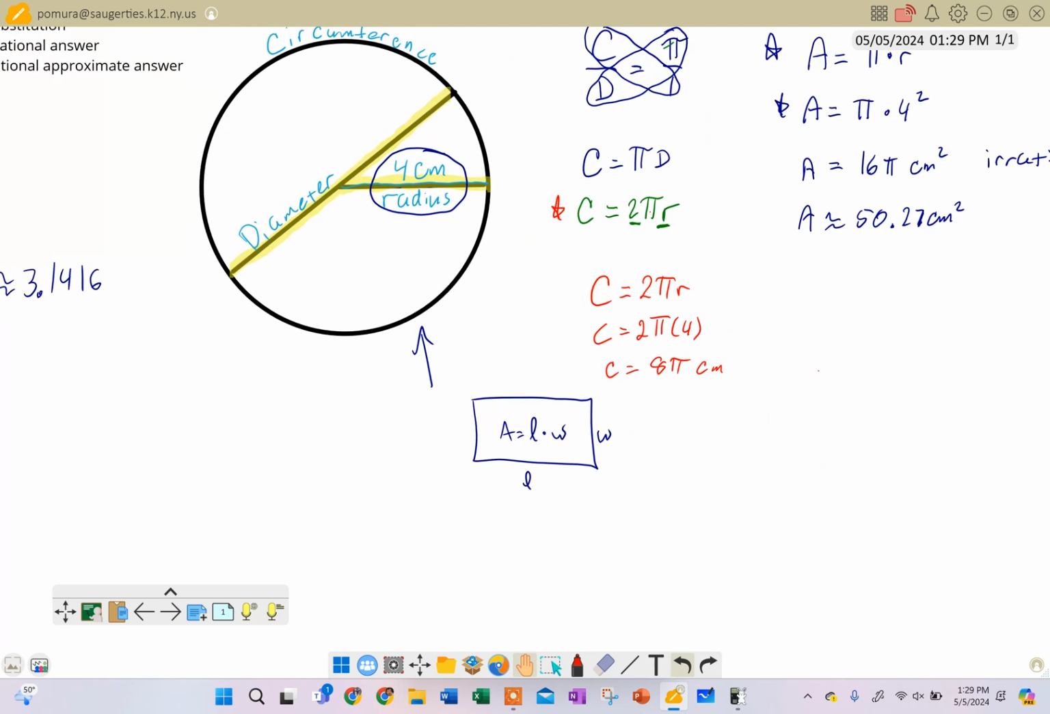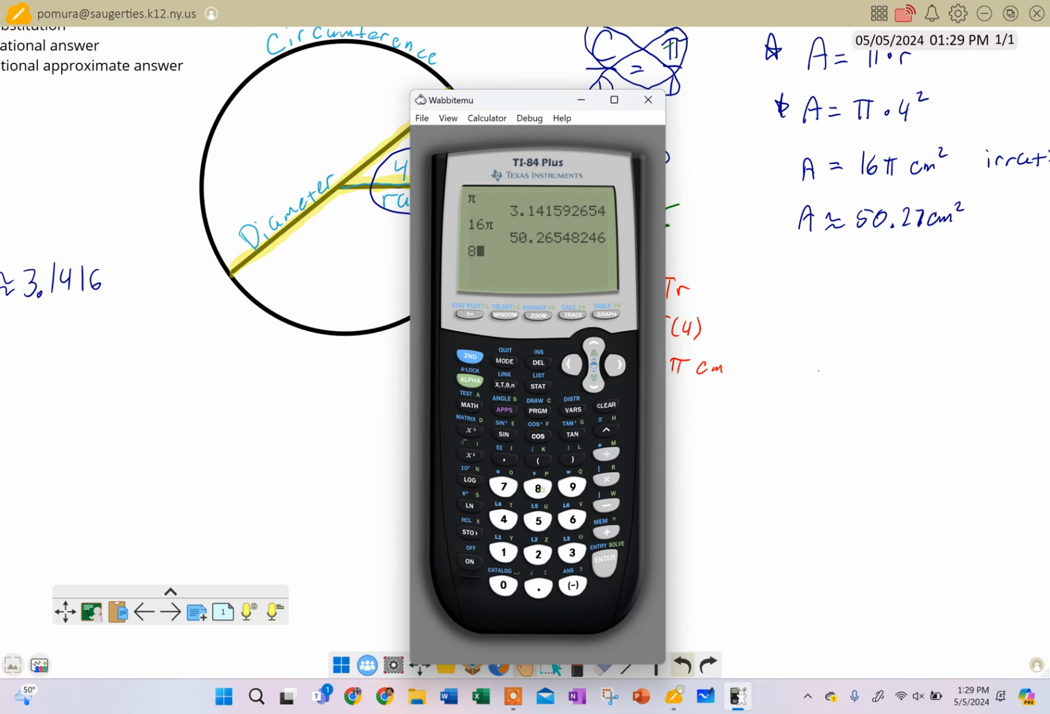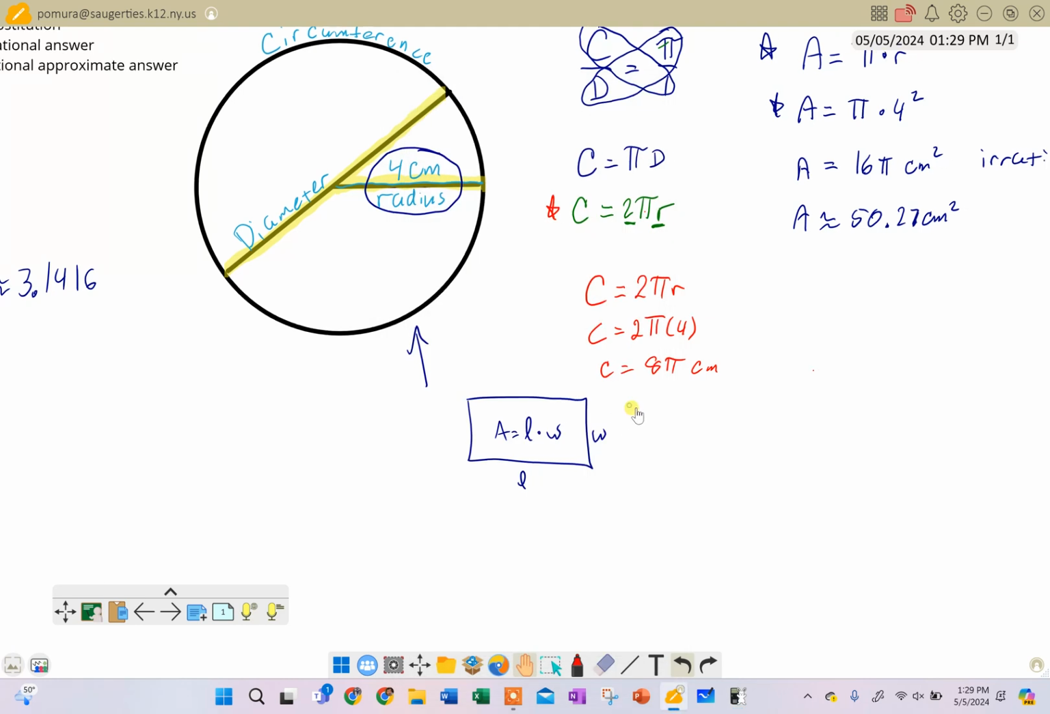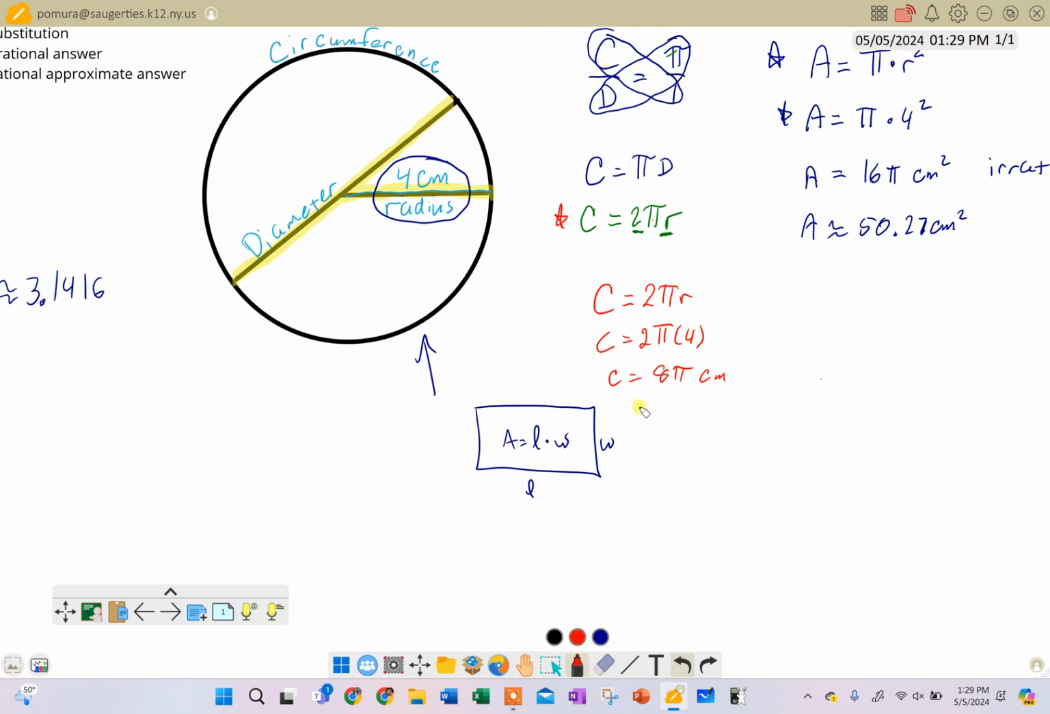Now I need the rational approximate, so I'm going to type in 8 pi. Once again, I'll round to the nearest hundredth, so I get 25.13. The circumference is approximately 25.13 centimeters.